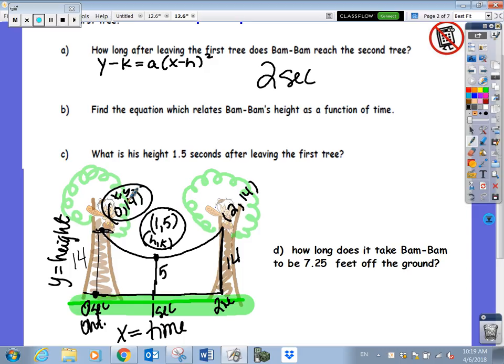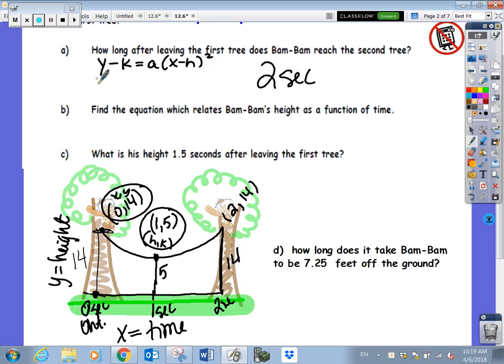This is my XY. This is my HK. Even though it's HK, you can't use XY in place of HK. So I'm going to plug all those numbers in. When I do that, then I'm only left with one variable, because I can solve if I only have one variable.